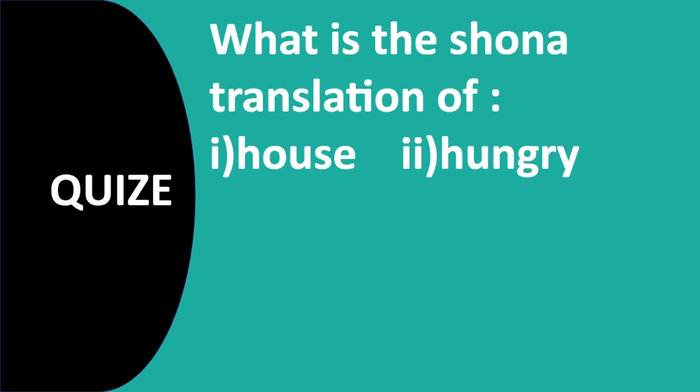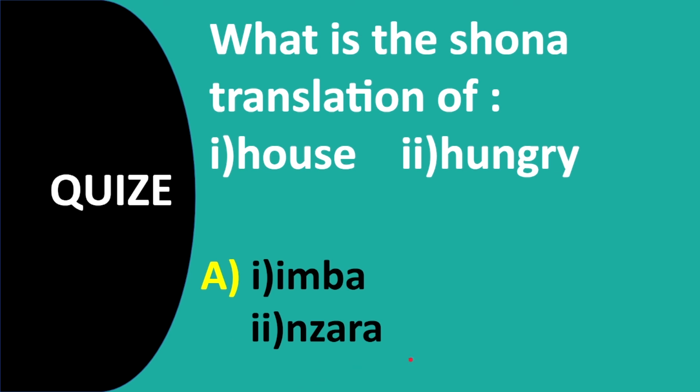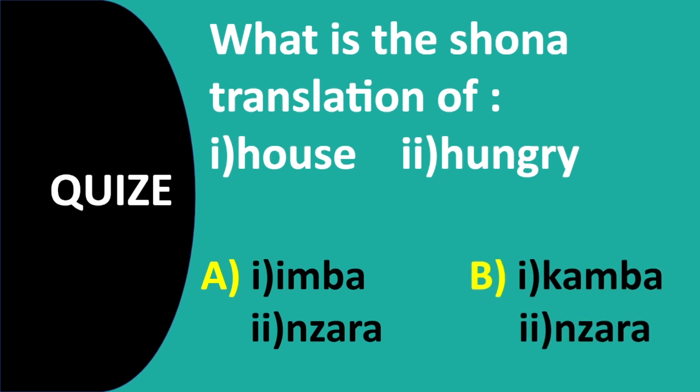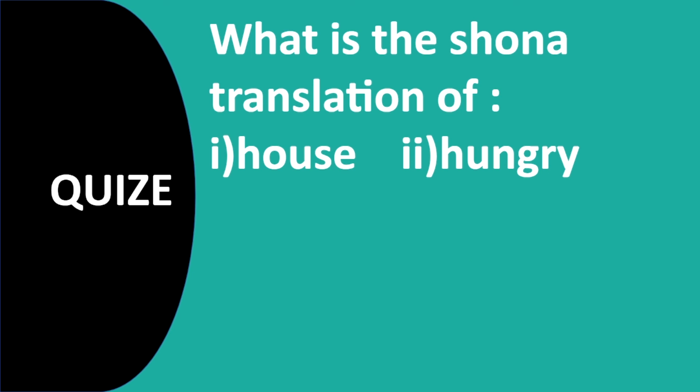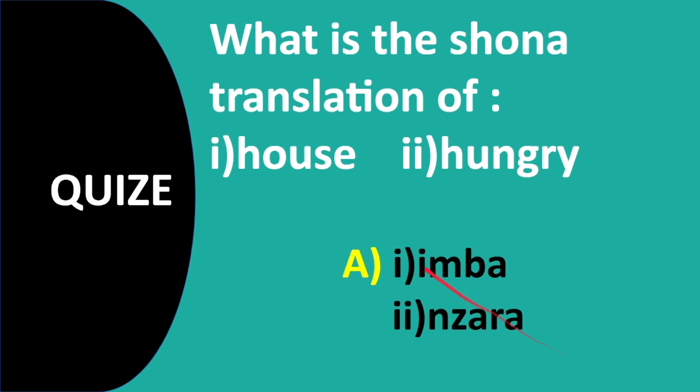This brings us to the quiz section of this video, and the question is, what is the Shona translation of house and hungry? Choose between A and B. Try it out and see if you get the answer right. And the answer is A, which is house, imba, hungry, nzara. I hope you got the pronunciations right as well. There are many more Shona homonyms like this which we haven't covered in this video.